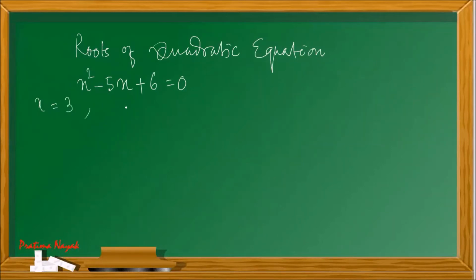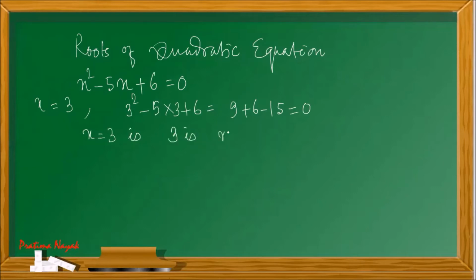What should I do? I'll put x is equal to 3. 3 square minus 5 into 3 plus 6. So this will be 9 plus 6 minus 15. It is 0. So I'll say x is 3 is a root for this equation, x square minus 5x plus 6.